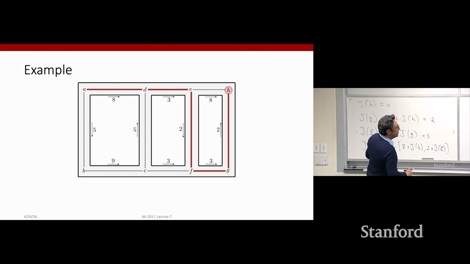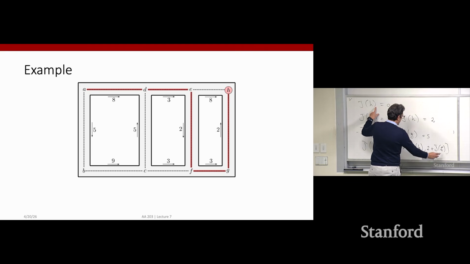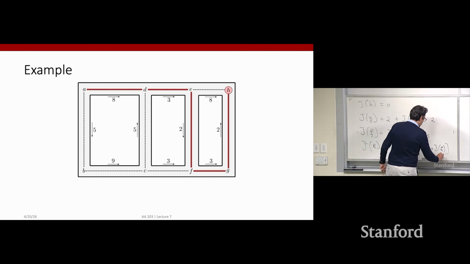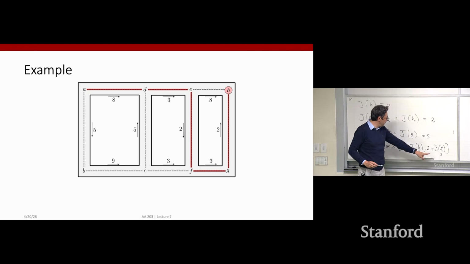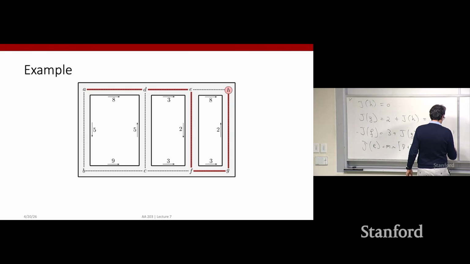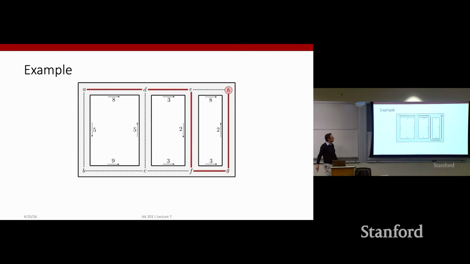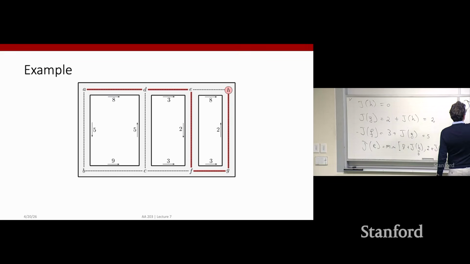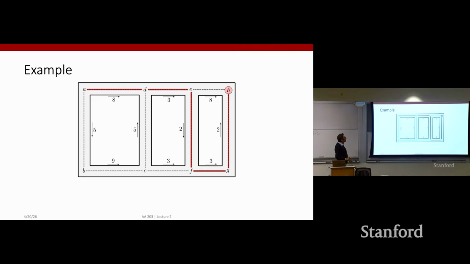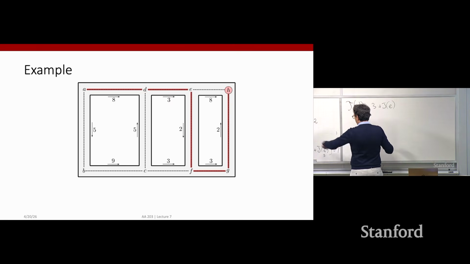This is correct. So 8 plus J of H, 2 plus J of F. J of H already computed, so this is equal to 0. J of F already computed, this is equal to 5. So now I just pick the minimum between the two. The first path is 8. The second path is 7. So I pick the path that goes to F, and the cost will be 7. Then I go one step backwards. So I have J of D. This is equal to 3 plus J of E. J of E already computed, so this is equal to 10.